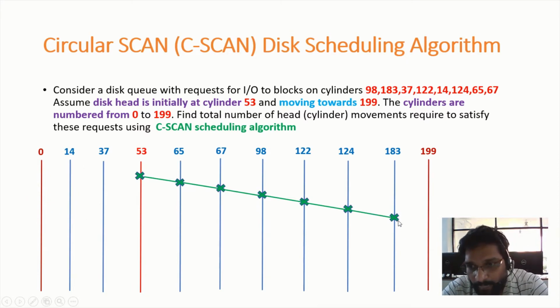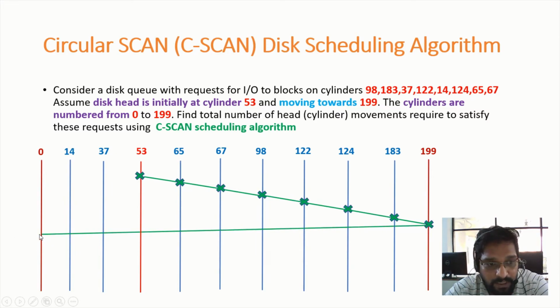Now, after reaching 183, the diskette will move towards cylinder number 199, right? Now after reaching cylinder number 199, the diskette will move in the reverse direction. The most important thing is that while going in the reverse direction, it is not going to satisfy even a single request. But with respect to scan algorithm, while going in the reverse direction, we are going to satisfy the requests, right? But with respect to C-scan, we are not going to satisfy a single request while going in the reverse direction, right? See, from 199 I'm directly moving to cylinder number 0, right?